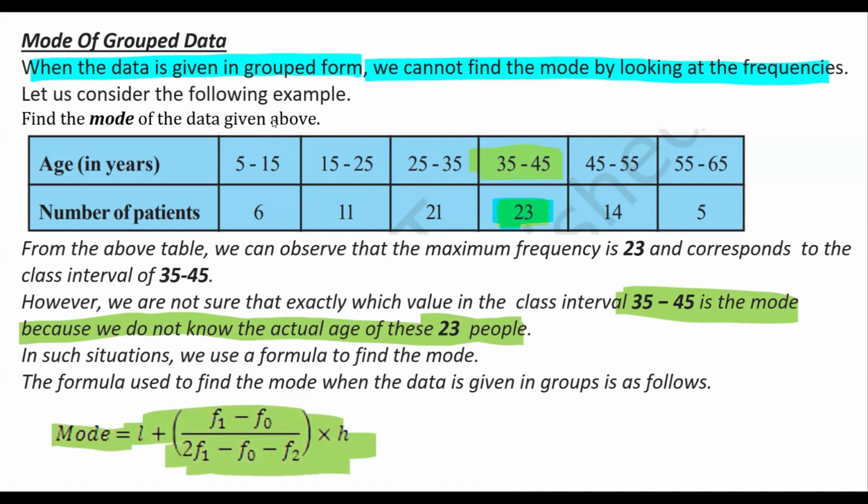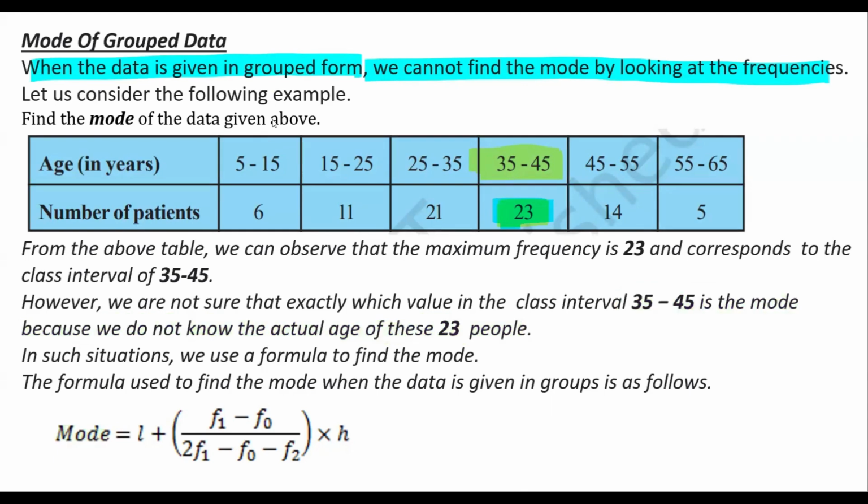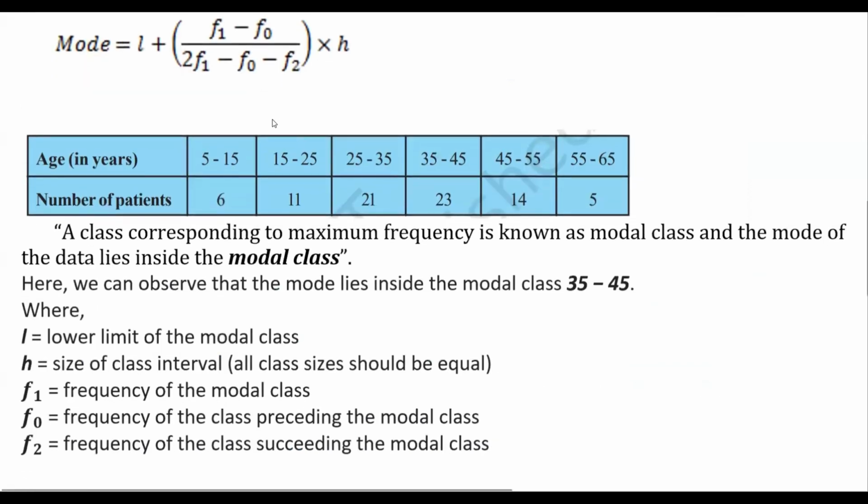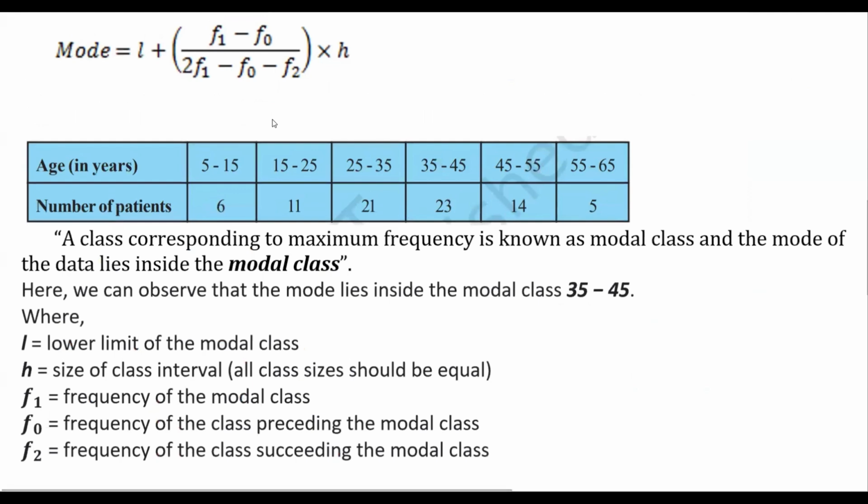This is the formula for finding the mode. Let's understand how to use this formula. Before we understand the meaning of each symbol, the first thing you should understand is the modal class. The modal class is the class having the maximum frequency. It's very clear from the data. This is the modal class here. Once you have figured out the modal class, you can understand the meaning of these symbols. L stands for the lower limit of the modal class.